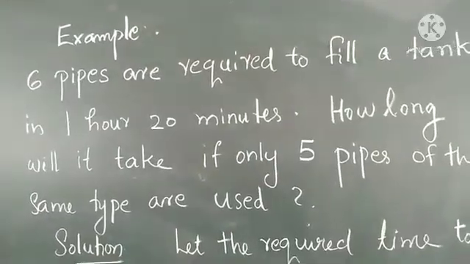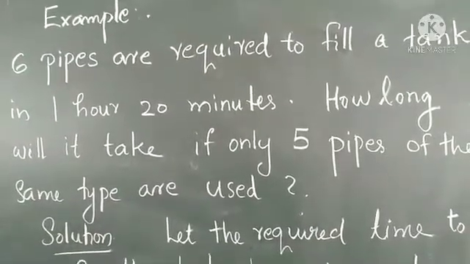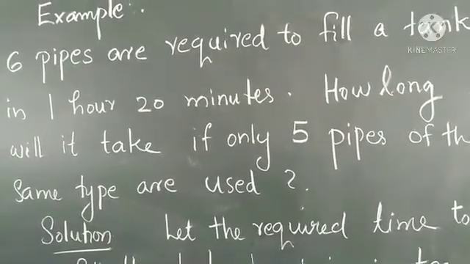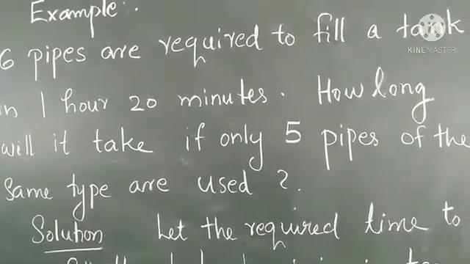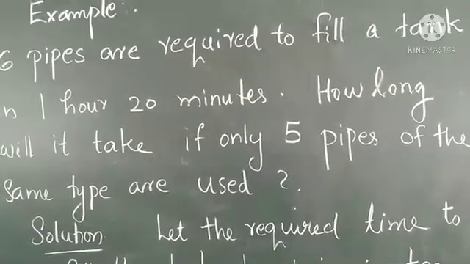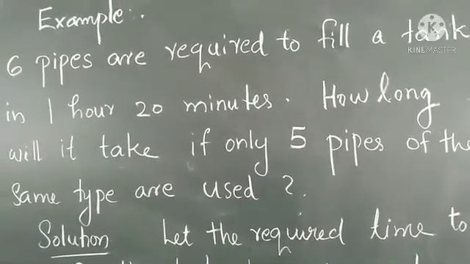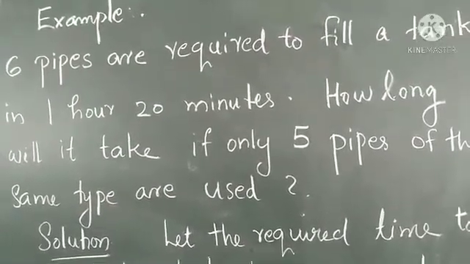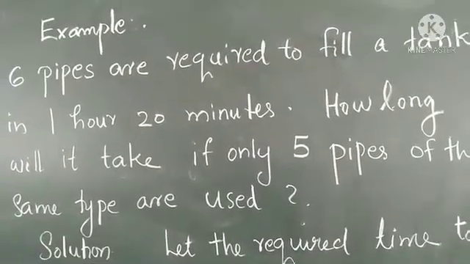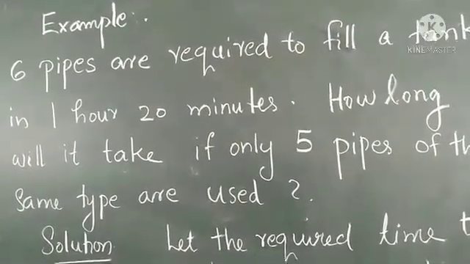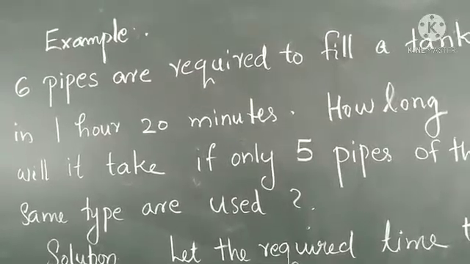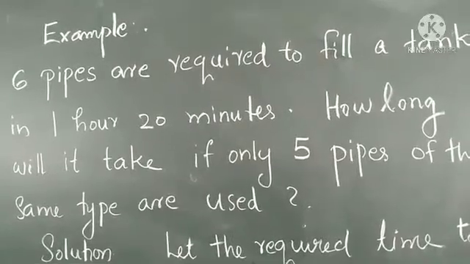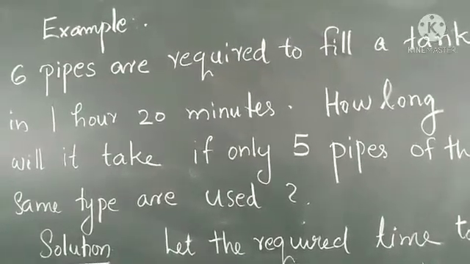First example here: 6 pipes are required to fill a tank in 1 hour 20 minutes. How long will it take if only 5 pipes of the same type are used? So, if we use 6 pipes, how long will it take? 1 hour 20 minutes. And if the number of pipes is reduced to 5 pipes, then how long will it take to fill the tank? That is the question.